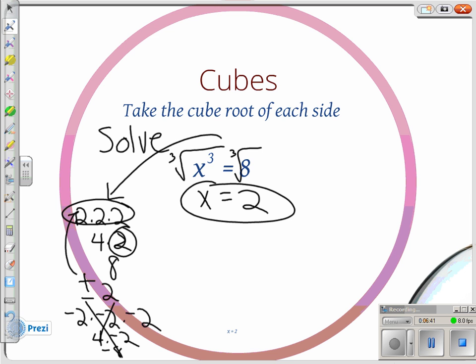You should not be using a calculator, and your equal signs should be lined up.